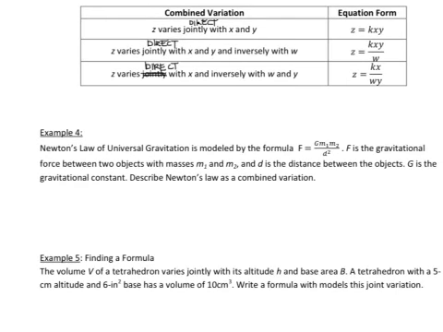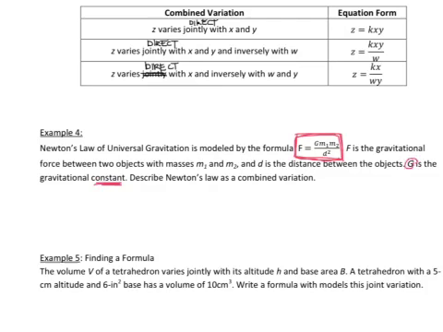It says Newton's law of universal gravitation is modeled by the formula. Here's your formula. F equals G times M1 times M2 divided by D squared. And it tells us that F is the gravitational force between 2 objects with masses M1 and M2, and D is the distance between the objects. Here it says G is the gravitational constant. Constant is important here. G is the constant.